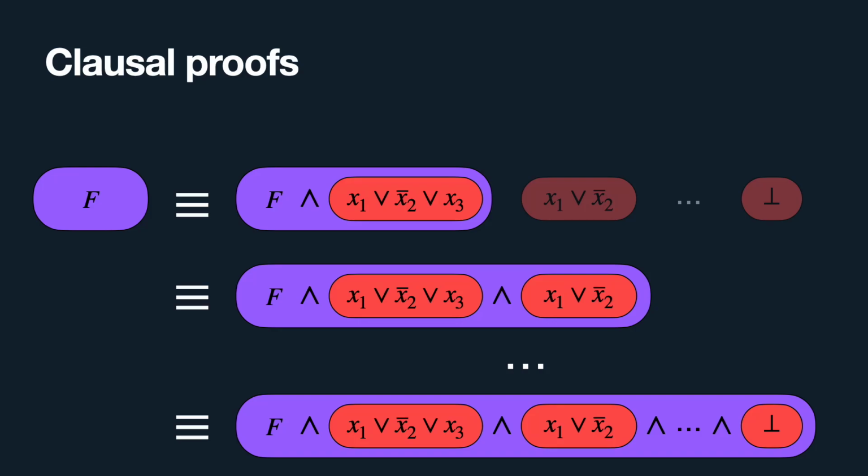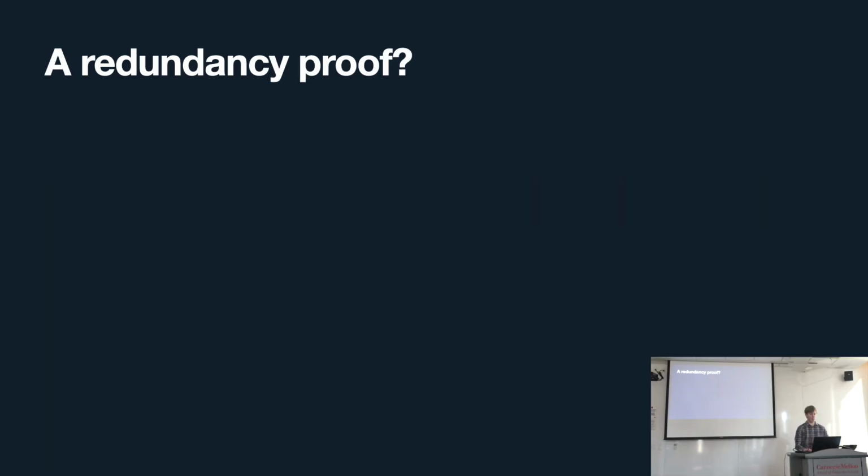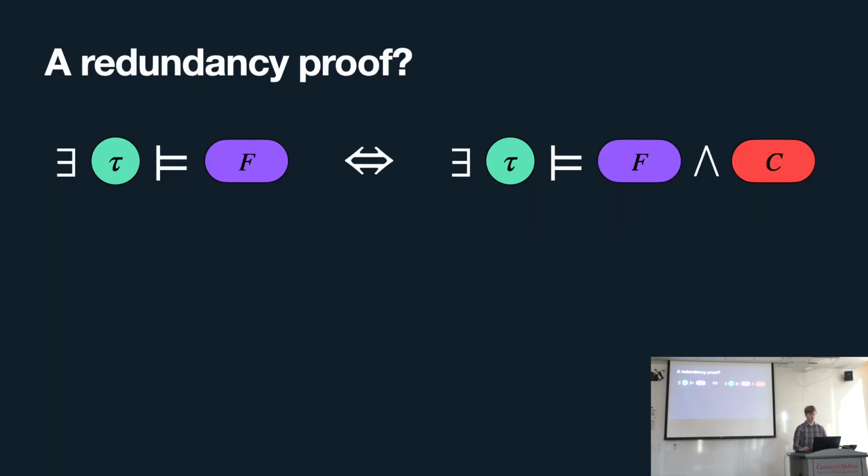And each of these steps can be supported by a witness to help the proof checker show that the clause is indeed redundant. So what does a redundancy proof look like? Here is the formal syntax for how to show equisatisfiability.